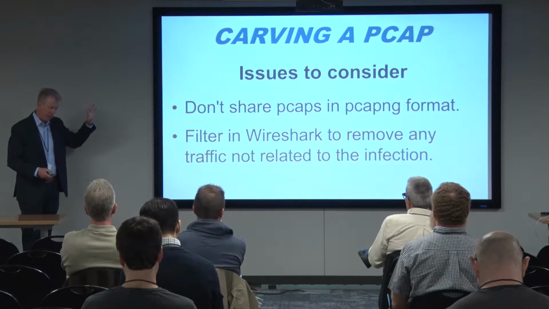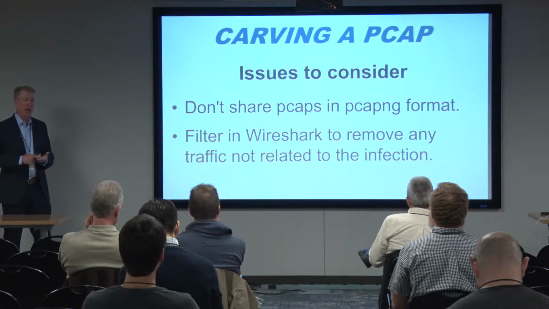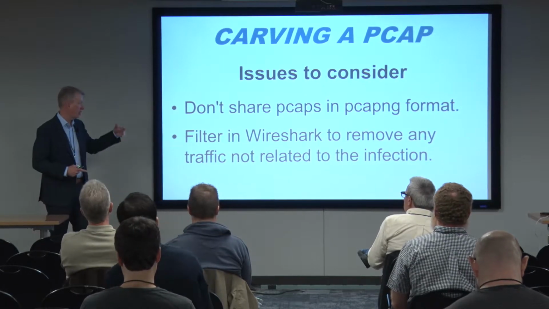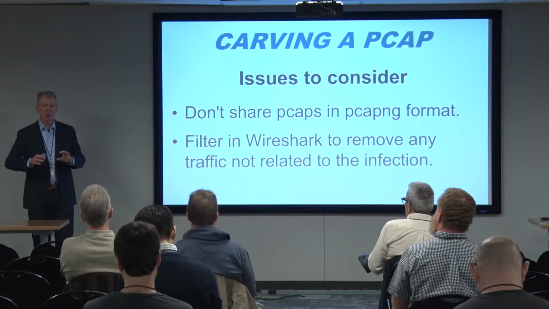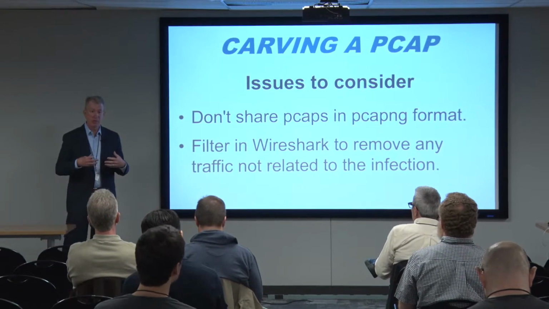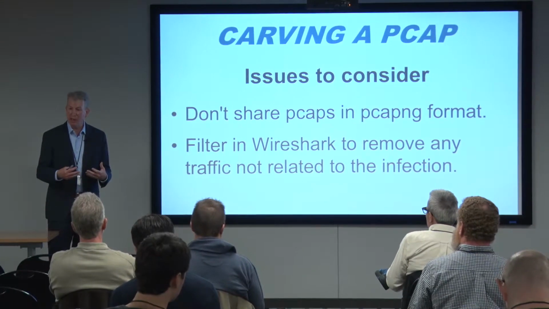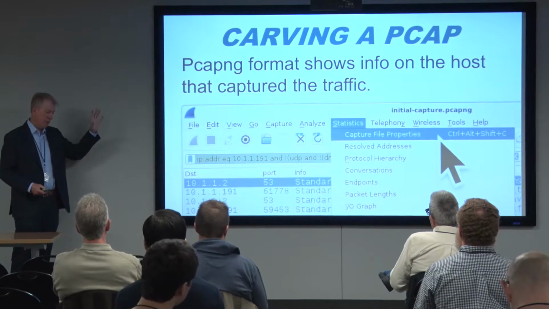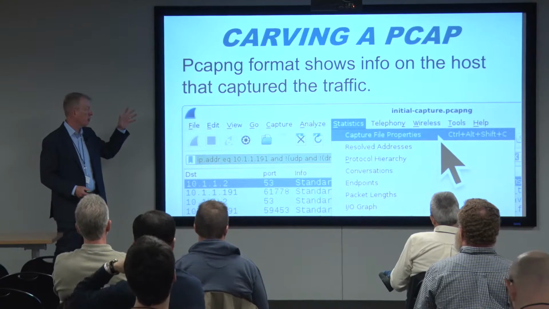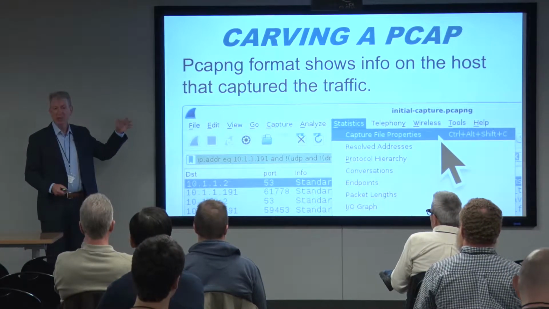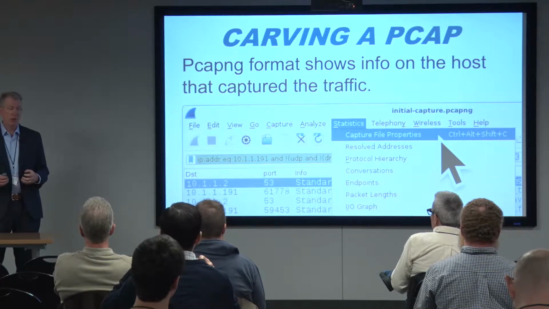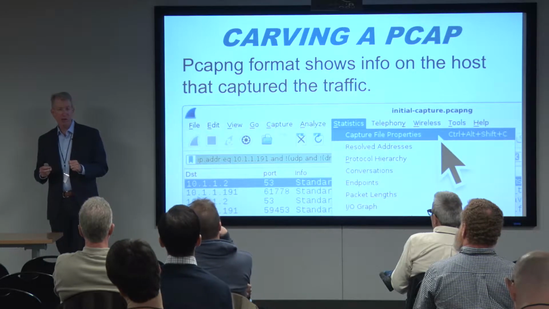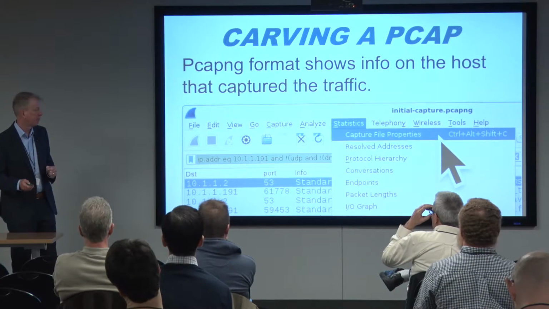So when I'm carving a PCAP, there are two issues to consider. One is that I never share data using the PCAPNG format. And of course, I'll have to filter in Wireshark to remove any data that's not relevant to the particular infection traffic or suspicious activity that I happen to be recording. The thing I don't like about the PCAPNG format is it shows information on the host that is capturing the network traffic. For example, if you're using Wireshark to record, it's going to by default record in the PCAPNG format.